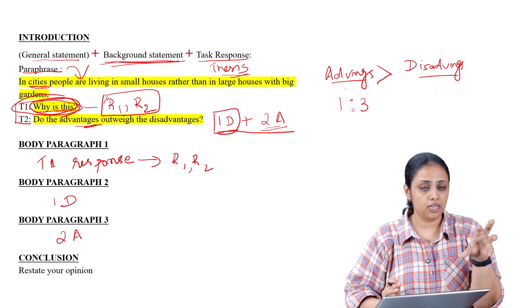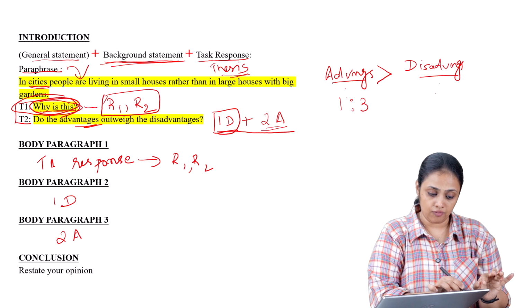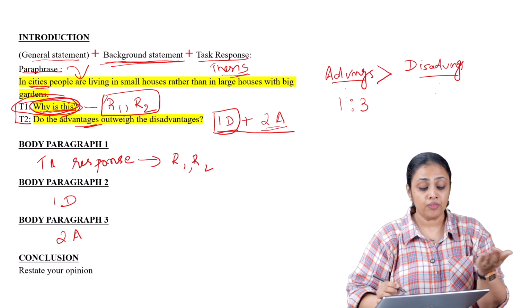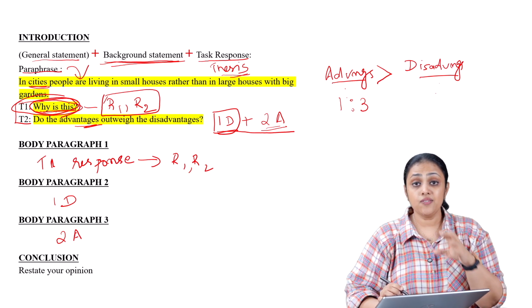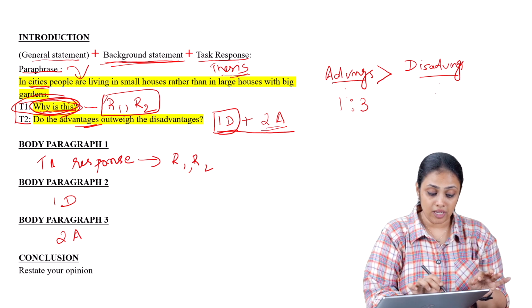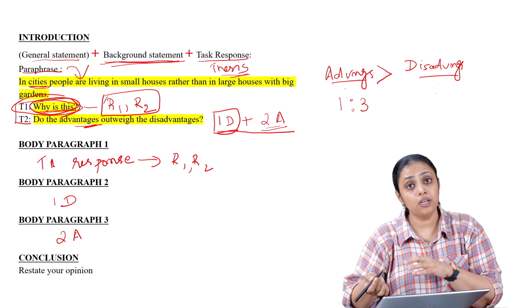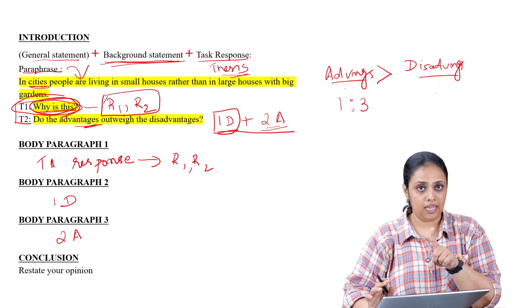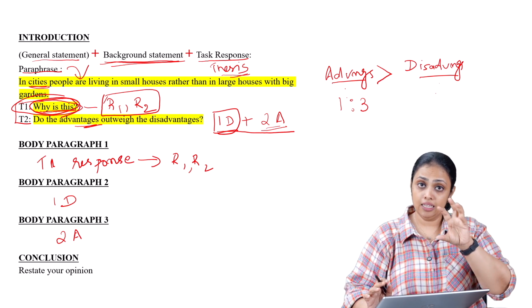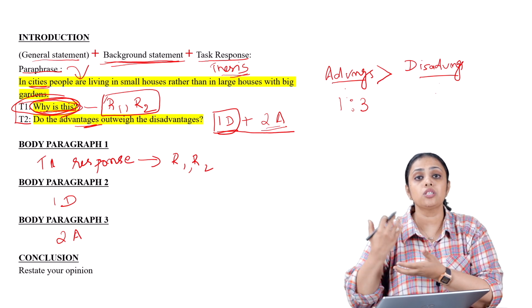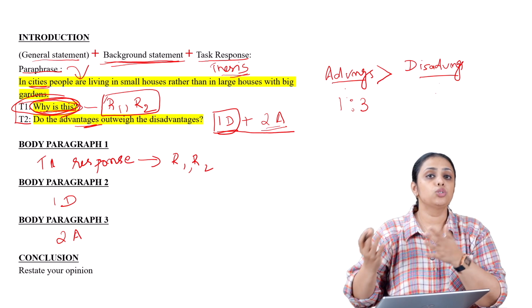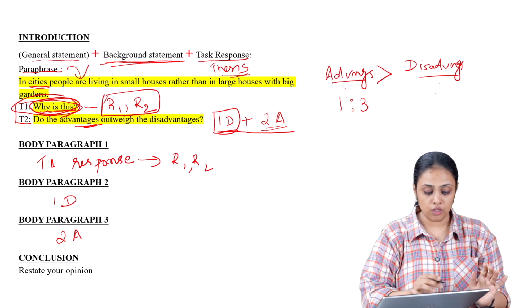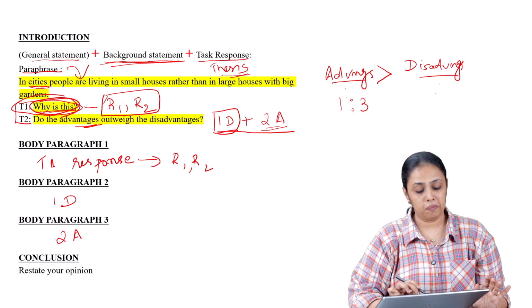Because in the first body paragraph, you gave the answer to the first part of the question, the first part of the task. And in the second body paragraph, since the second part of the question is do the advantages outweigh disadvantages, we cannot express that completely in one paragraph. So you have to clearly show the difference, or to show which is outweighing the other one, you need to have 2 body paragraphs for that alone. So that's why we have the 3rd body paragraph.